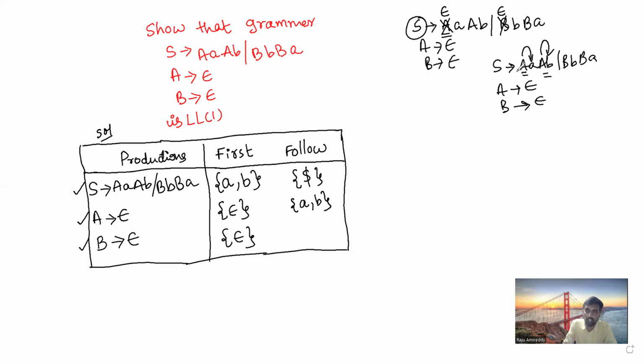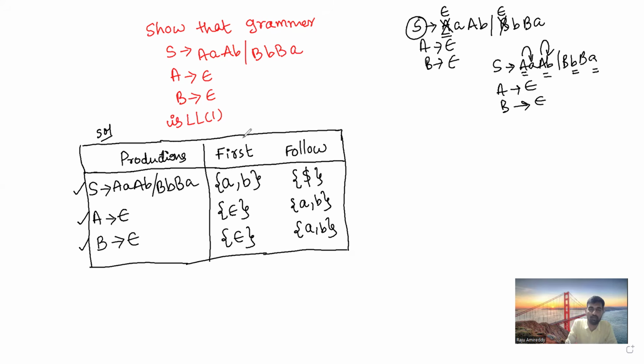Now you see in the right hand side, we have capital B here. So follow of capital B is small b. Follow of capital B is again small a. Then you write A comma B. So this is a way to produce first and follow.